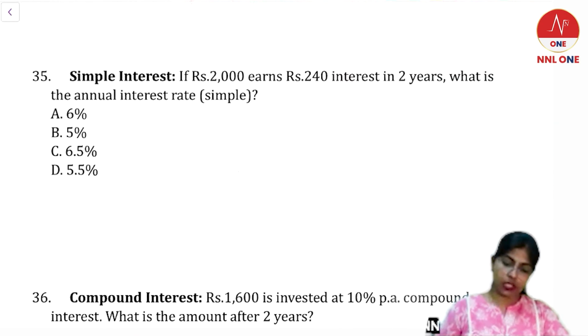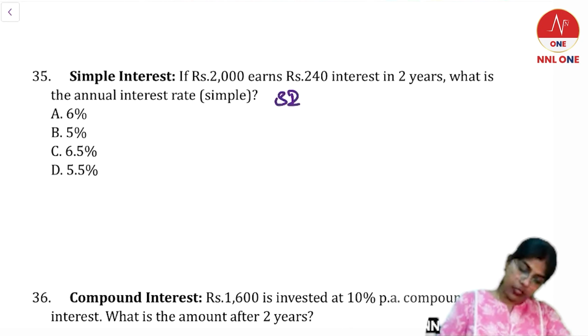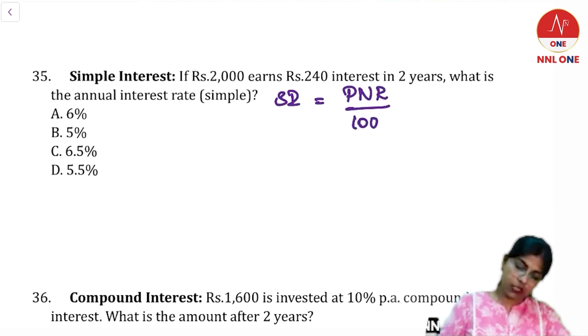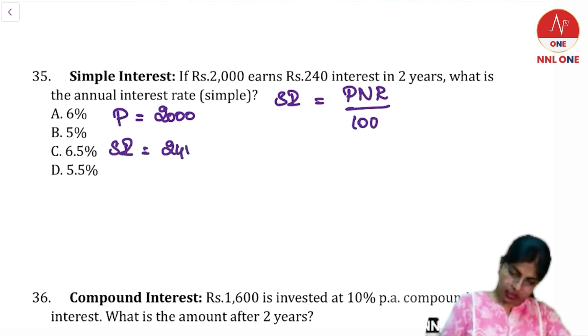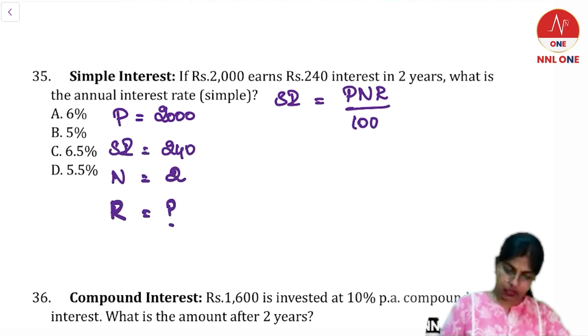If rupees 2000 earns rupees 240 in interest in 2 years, what is the annual interest rate? Okay, so we can also apply the same formula here. What is the simple interest formula? It is SI equal to P N R by 100. What are the values given here? Principal amount, it is 2000. Simple interest, it is 240. Number of years, it is 2 years. Our target is to find the rate of interest.